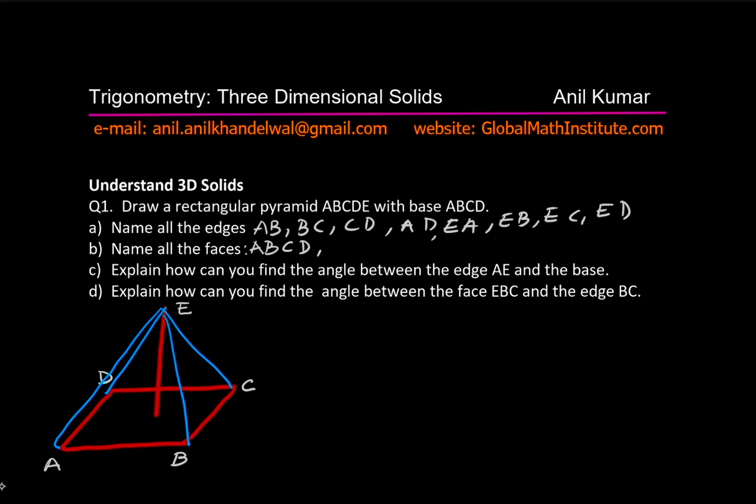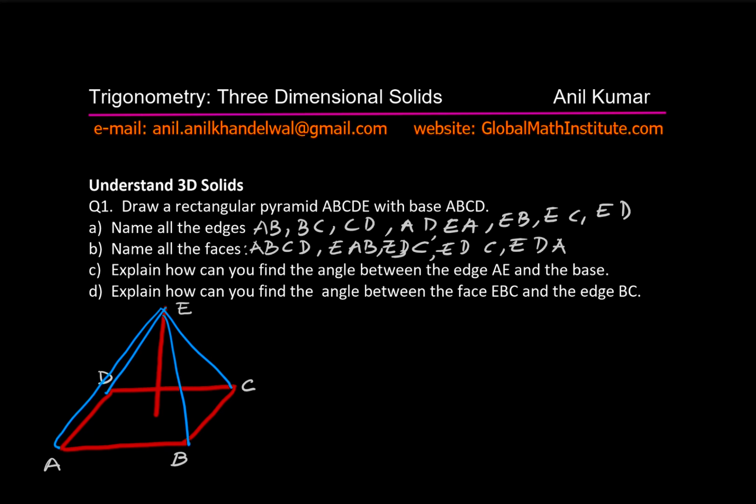And then we have triangular faces, four of them, and we can name them as EAB, EBC, EDC, and EDA. So these are the four triangular faces. So we have four triangular faces, and we have one rectangular face at the base.